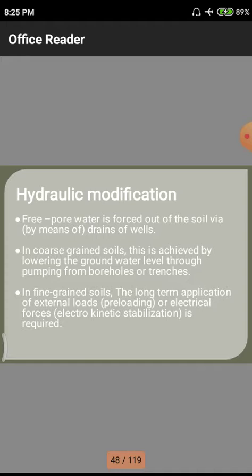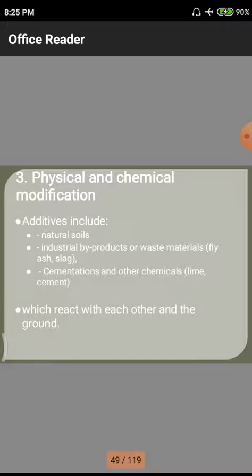After that, we observed the hydraulic modification of the particular ground surface by using different kinds of principles. And next, physical and chemical modifications. That means these are the different kinds of soils we have physically on the total surface of the land. And the next one, we observed the use of some chemicals like lime and cement and other calcareous materials as cementing chemical materials.